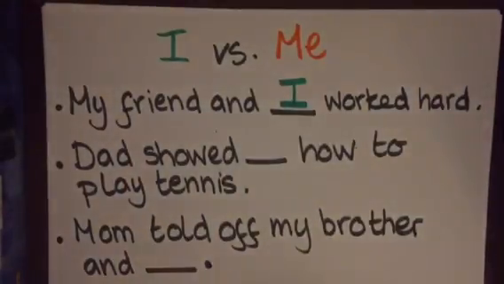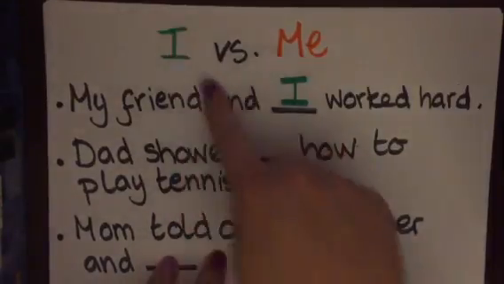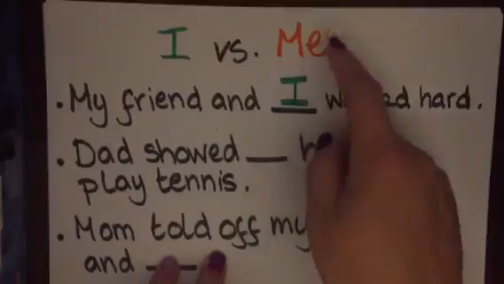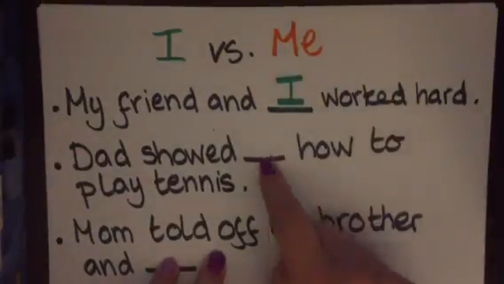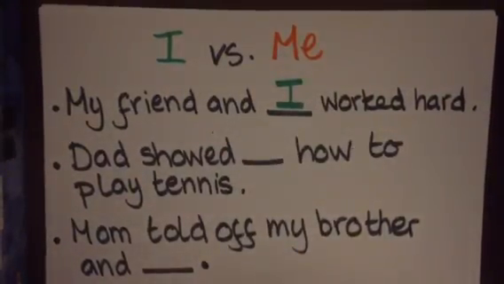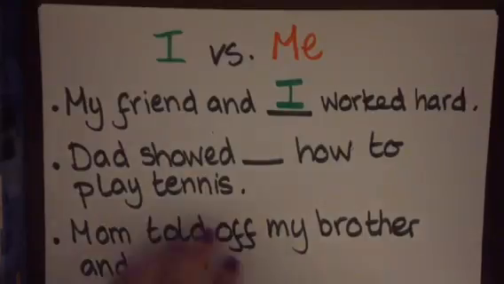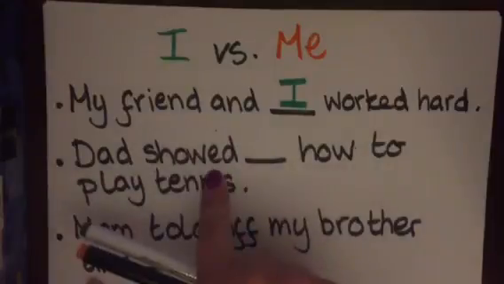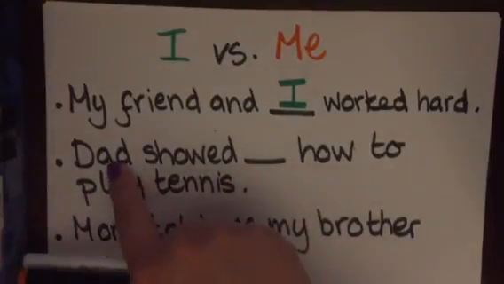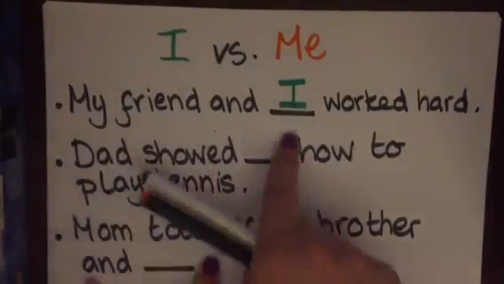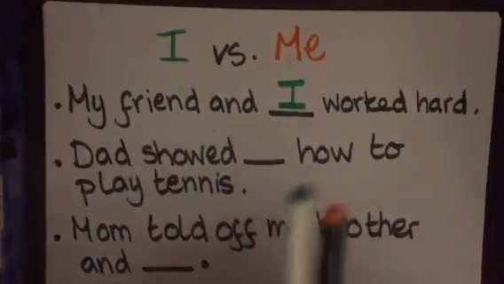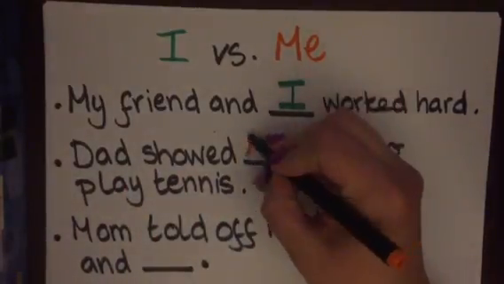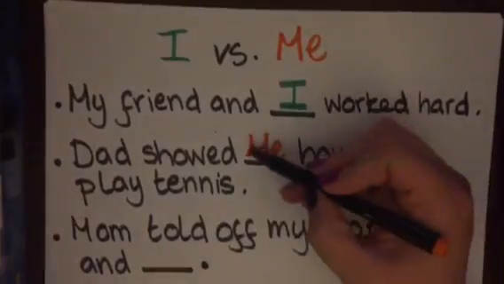So Dad showed how to play tennis. Dad showed I how to play tennis. Dad showed me how to play tennis. Well, in this one, Dad is doing the showing. Dad is the subject and we are part of the predicate. So we're going to use me. Oh, it should be a lowercase m though, pardon me.